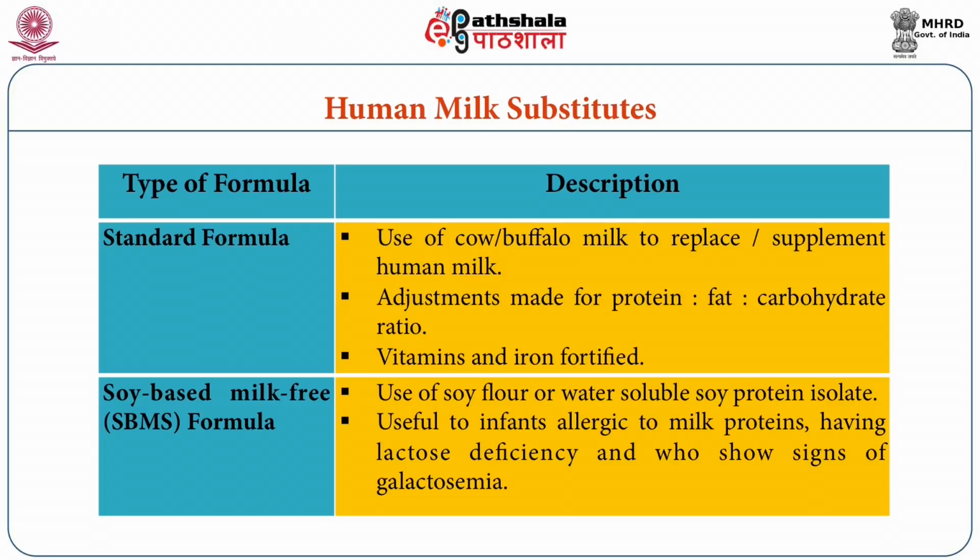The second type of human milk substitute is the soya based milk free formula. In this, soya flour or water soluble soya protein isolates are used for manufacturing. They are useful for infants who are allergic to milk proteins and who have lactase deficiency, meaning they are suffering from lactose intolerance, and for infants who show signs of galactosemia.